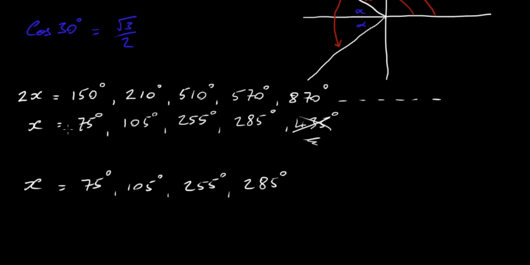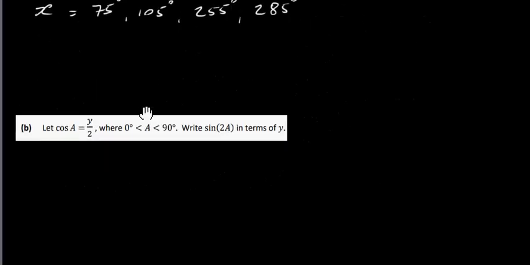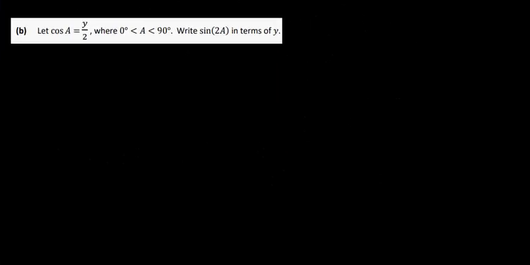Okay, so that's it for part A. Let's have a look at part B. We've got the cos of A, we're told, is y over 2. And A is somewhere between 0 and 90. It's an acute angle. We have to write sine 2A in terms of y.